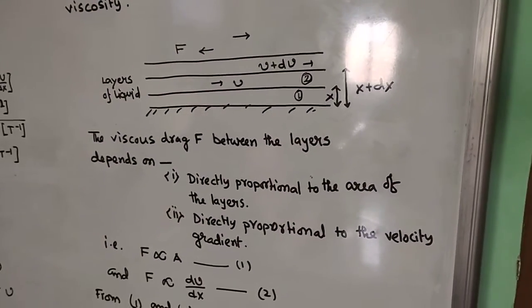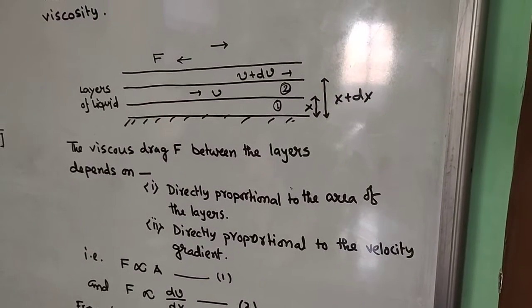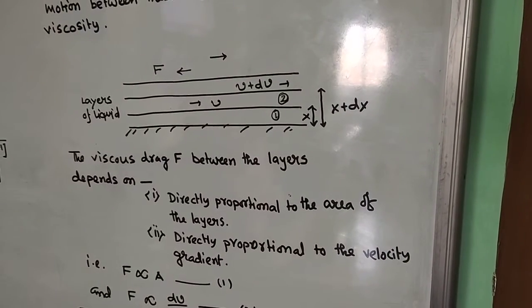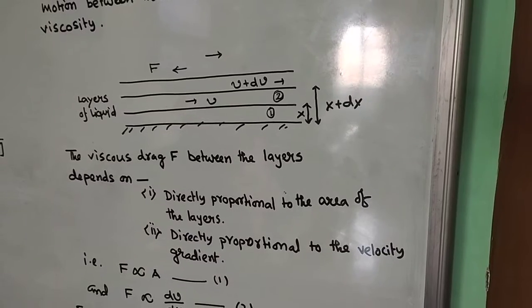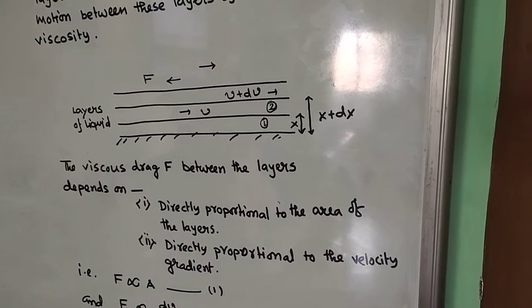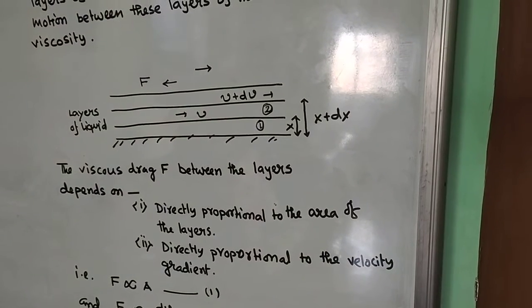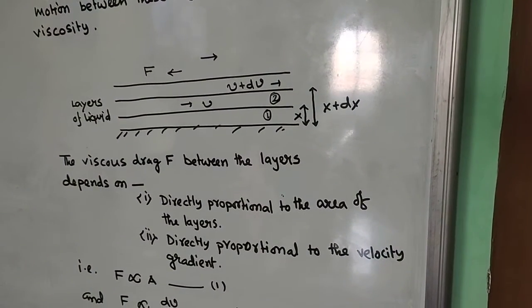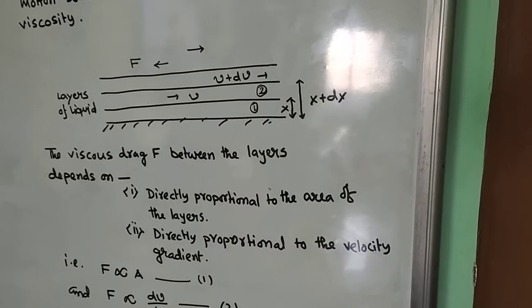Now experimentally it is found that the viscous force or viscous drag F between the layers is, number one, directly proportional to the area of the layers. So if the area of the layers is more, then the viscous force will be more. And number two, directly proportional to the velocity gradient.